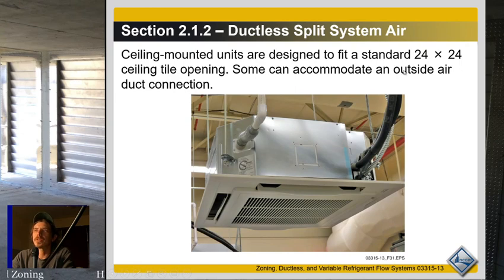Ceiling mounted units are designed to fit a standard 24 by 24 ceiling tile opening. That is actually a load of crap. The newer units are often made to fit a 24 by 24 ceiling tile opening, but the older ones were often 30 by 30 or a little bit more. When they came out with these ceiling cassettes at first, none of these things were made to fit in a 24 by 24 tile. They just weren't.